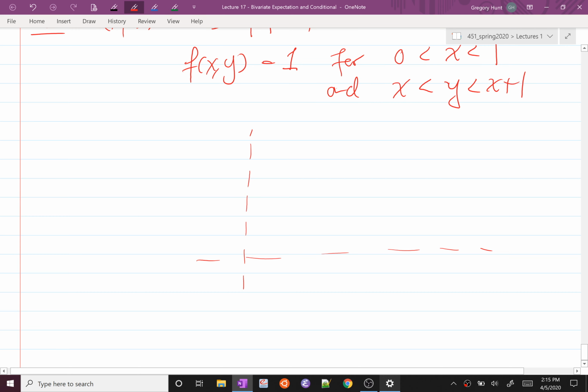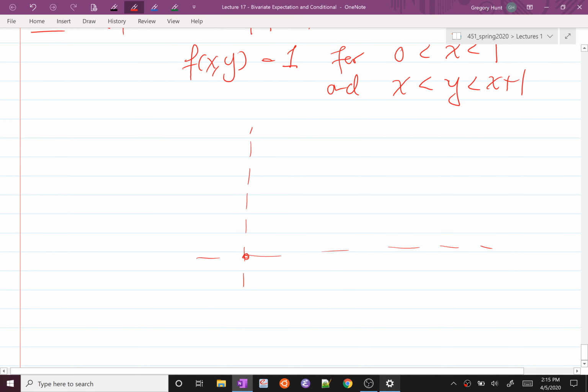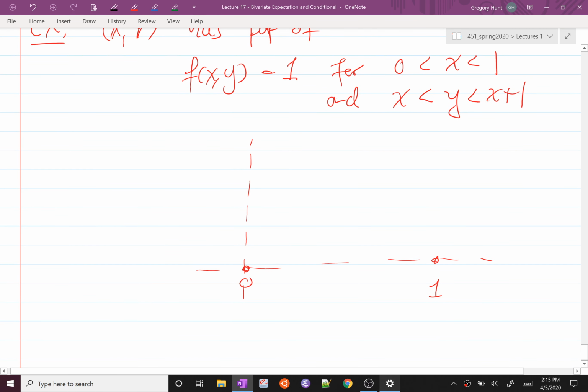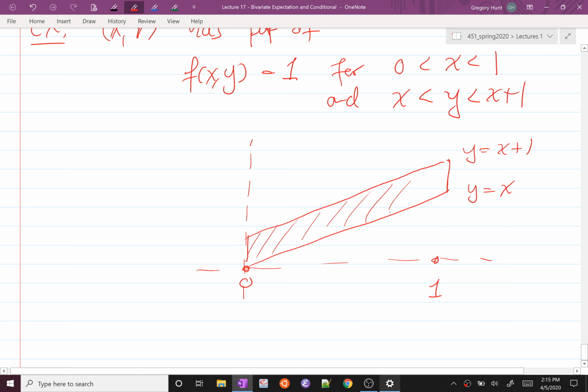What are we going to show? This region is, if this is 0 and this is 1, so x can be between 0 and 1, y is going to be between, so if this is the line y is equal to x, and this is the line y is equal to x plus 1, then this kind of trapezoid is our region. And so our joint PDF is 1 everywhere in this region and 0 outside that region.